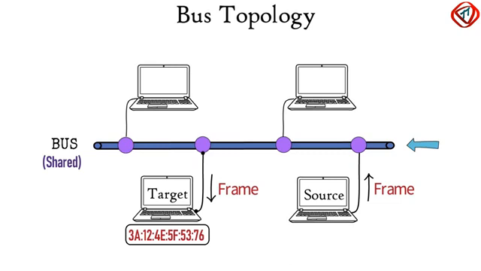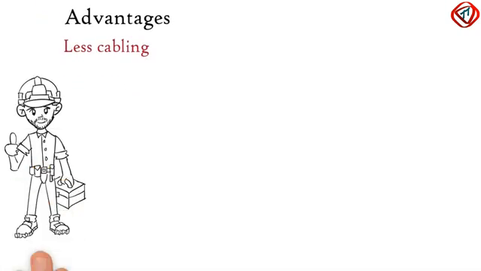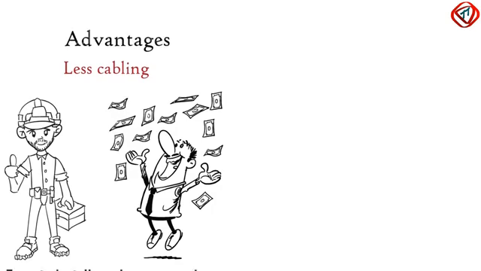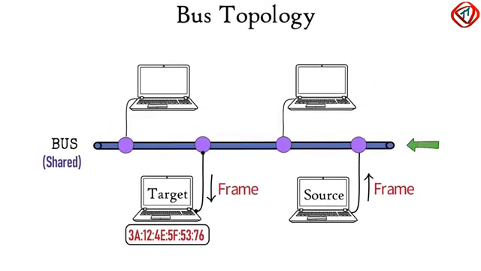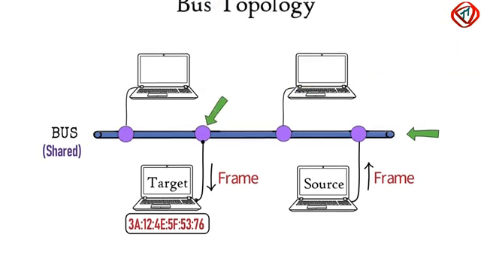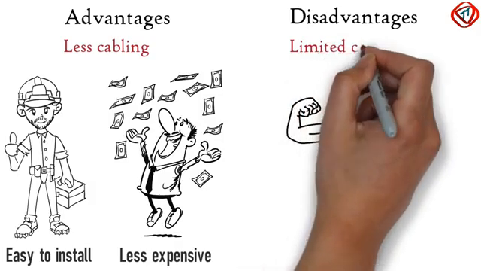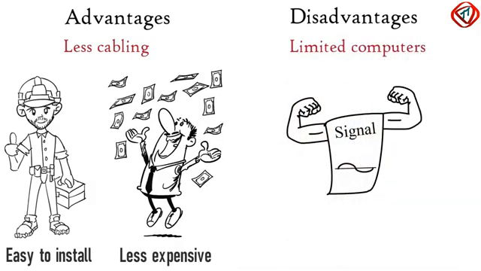Since bus topology requires less cabling, it is easy to install and less expensive to implement as compared to other topologies. However, with the increase in the length of central cable and the increase in the count of taps, the strength of signal decreases. So, only a limited number of computers can be connected in bus topology.